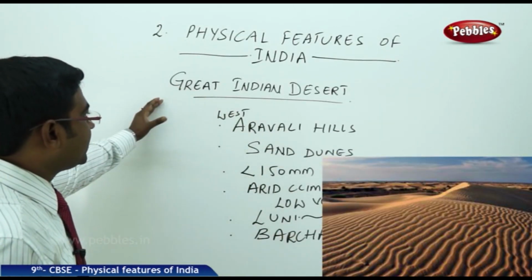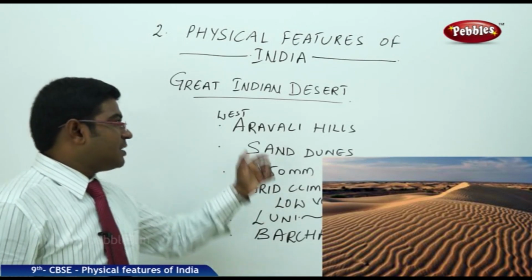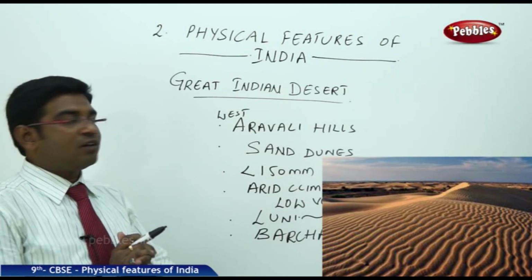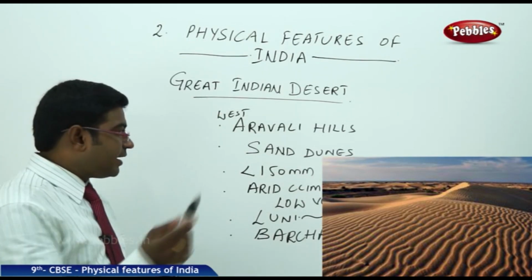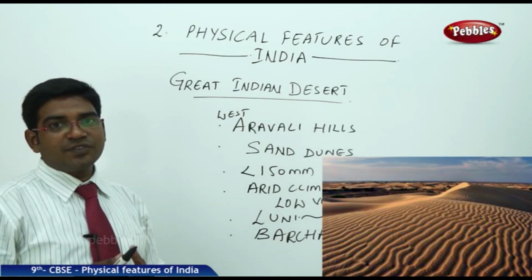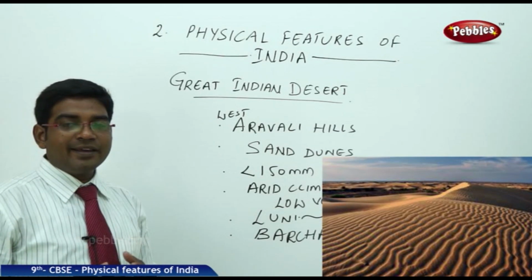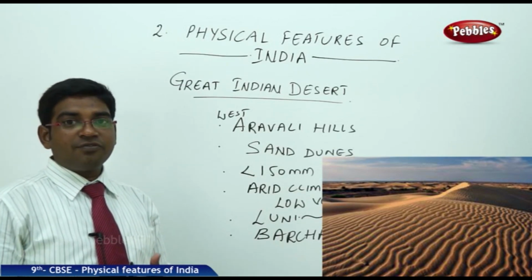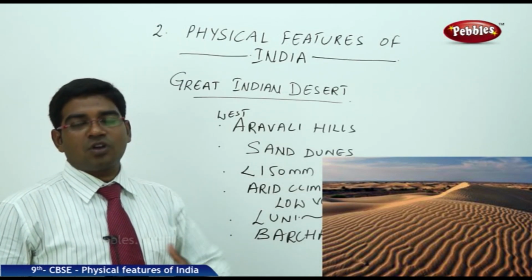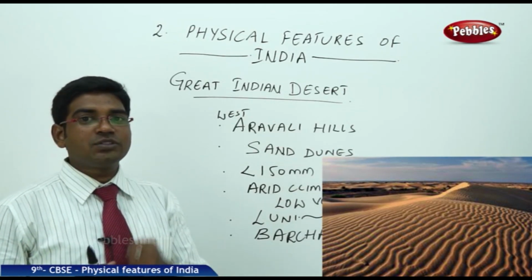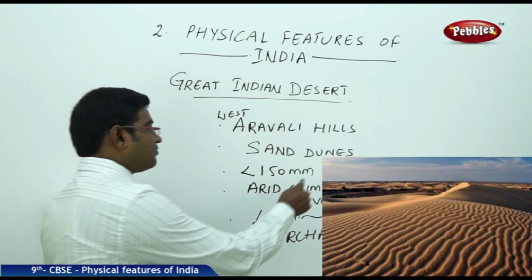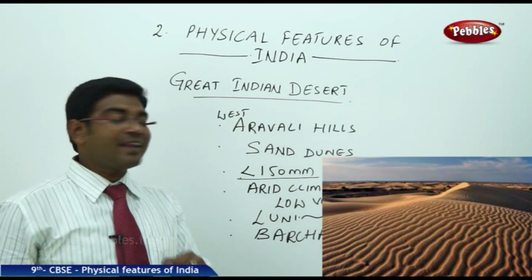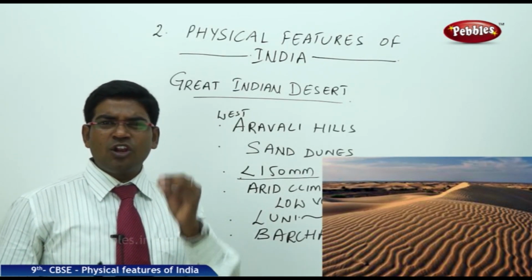Now we shall discuss the Great Indian Desert. As I mentioned, the Aravalli Hills. To the western part of the Aravalli Hills, we have the location of the Great Indian Desert. The Great Indian Desert has a special significance among India's physical features. This is the region with a different climatic condition. We find here hills which are not at all strong. Those are sand hills. The sand dunes are present here, and the rainfall is less than 150 millimeters. Very less rainfall, an arid type of climatic condition, and very low vegetation.